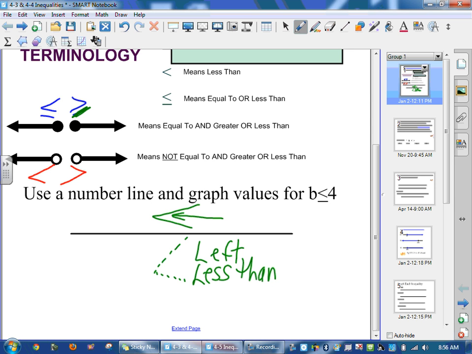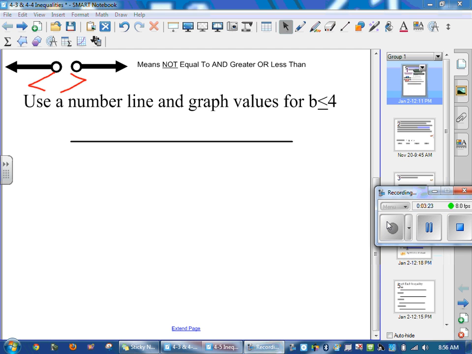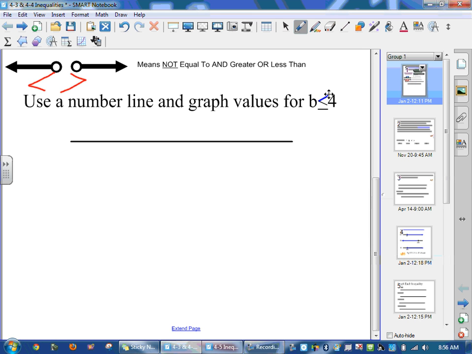Well, the only difference is if it's got that line underneath. Now, the line underneath means the answer can be that, or it could be going the other way. So let's take a look at this example here. Here's my first example. So it's telling me B is less than or equal to 4. Okay, how do I know it's less than? Because this guy looks like an L that's been kicked over, right? It's an L that's been kicked over on the side. So that's a less than sign. So it says B is less than or equal to 4.